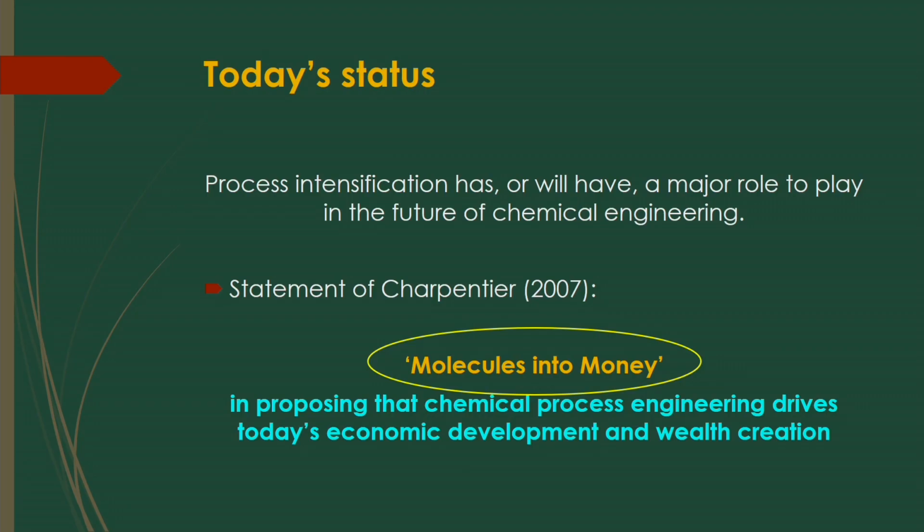on the environment. As per a statement by Carpentier in 2007, he said that process intensification should go from the molecules to the money, and it should be in terms of processing, and the processing should be proposed in such a way that, in chemical engineering, most of the products are coming from this chemical engineering process.